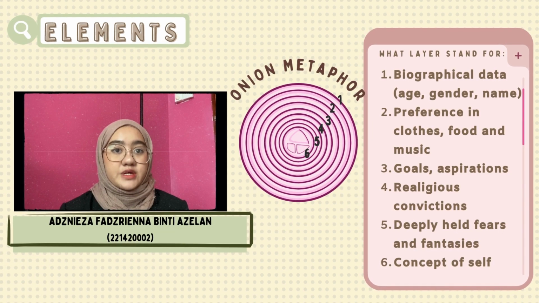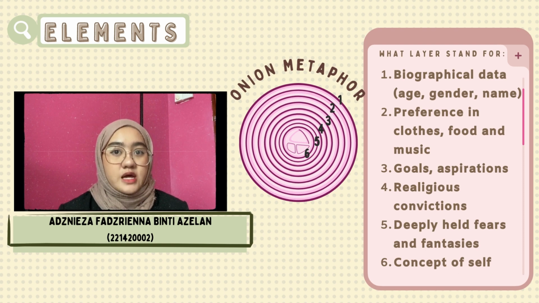Onion metaphor is something we can relate to social penetration theory. The first layer is about biographical data such as age, gender, and name. Secondly, the second layer is the start of the exchange of common ideas and opinions about what they are interested in, such as preferences for clothes, food, and music. The third layer is where two people start to share their goals and aspirations.